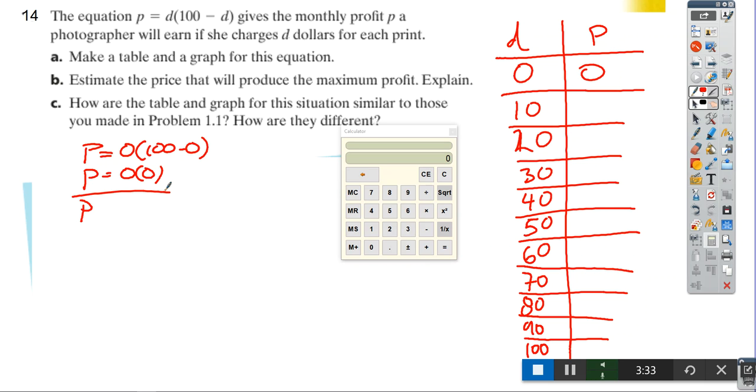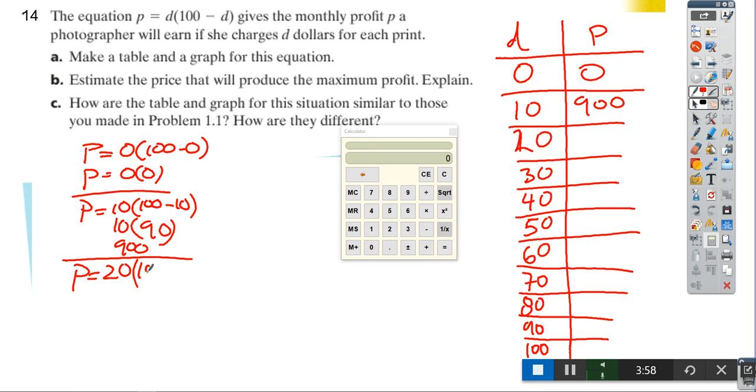So profit is equal to 10 times 100 minus 10. Well, 100 minus 10 is? So we get 90 times 10, which is? So profit at $10 a print is $900. Let's try 20. So if our price is $20 for every print, then we have 100 minus 20, because people aren't going to buy the print now that it costs money. 100 minus 20 is? Times 20, which is?